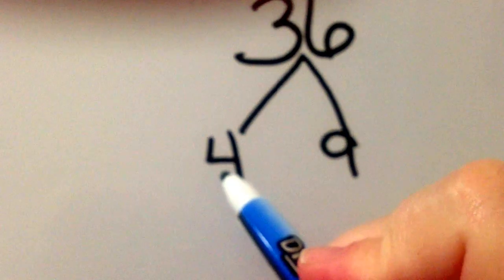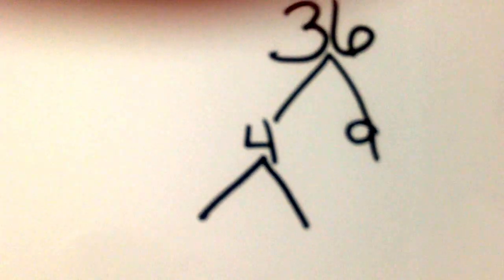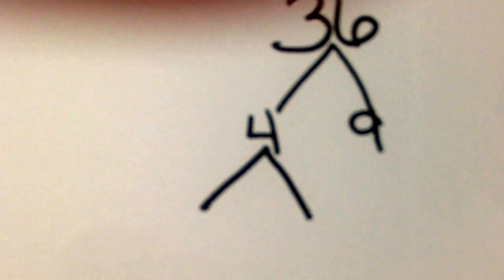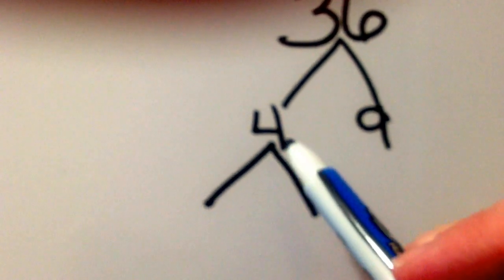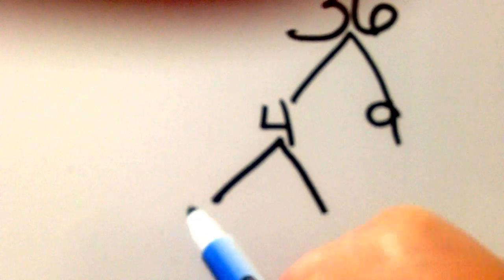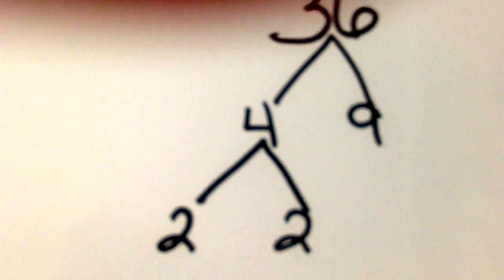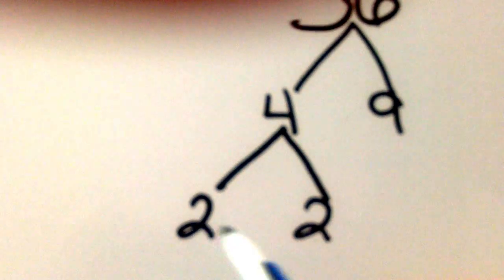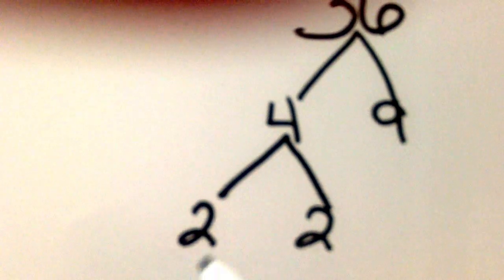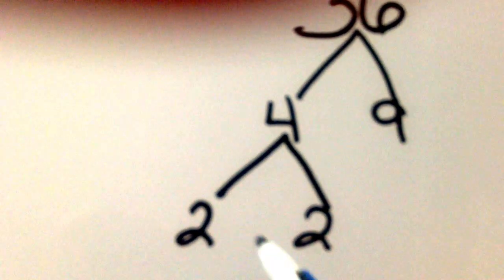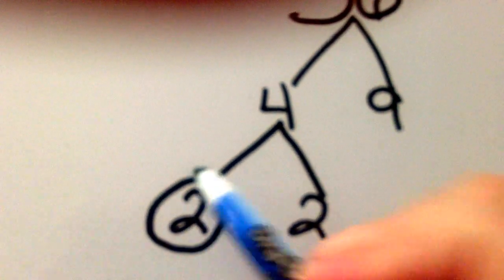So let's start with our first branch over here and split out our 4. What two numbers can I multiply to get to 4? That would be 2 times 2 equals 4. And as you remember earlier, 2 can't go any further because only 1 times 2 is 2. So there's no other numbers besides 2 itself and 1. So we're done with these branches. I'm going to circle these branches to let me know these are dead branches.